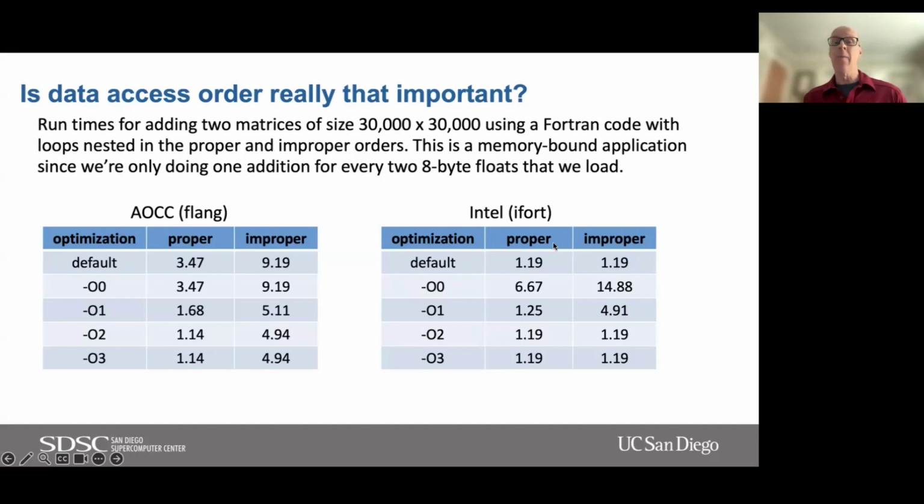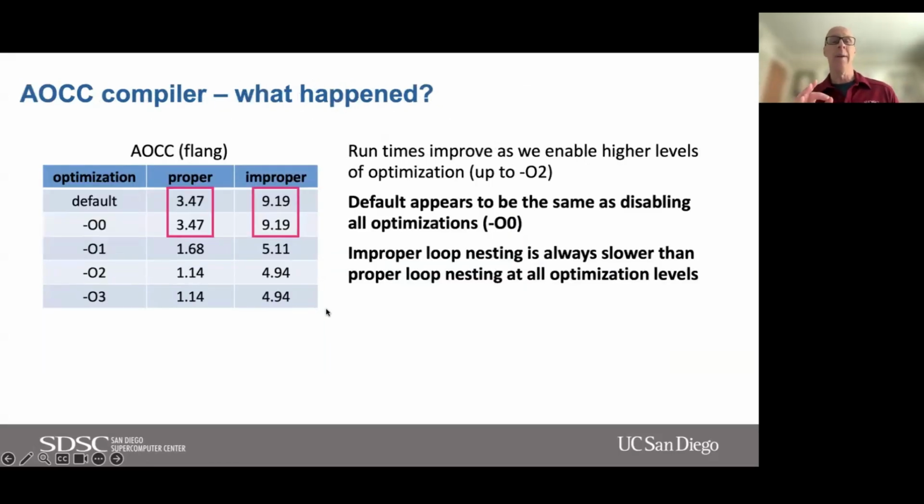For the Intel Fortran compiler, notice some really, really surprising results here. We'll see that the default gives us the best performance, a runtime of 1.19 seconds, and it's equivalent to using -O2 or O3. You'll also notice that for the default, -O2 or O3, the runtime is the same for both the proper and the improper order of loop nesting, whereas with the AMD compiler, there's a clear difference. So what's going on here?